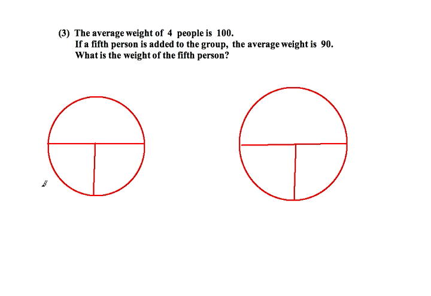So the average weight of 4 people, so the number of items goes here. The average is 100. So that tells us the total is 400. And if a 5th person is added to the group, so now we have a group of 5, the average weight is 90. So the total there was 450. What is the weight of the 5th person? Well, as is often the case, the totals provide the answer. The 5th person raised the total by 50 pounds, so the person's weight was 50.